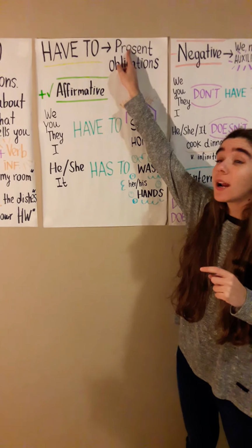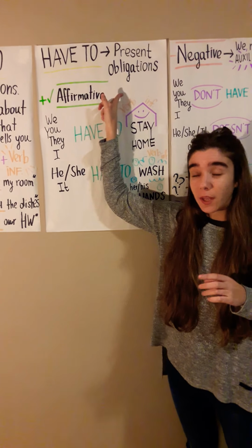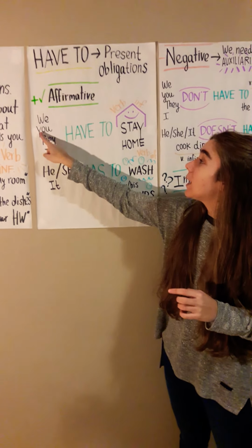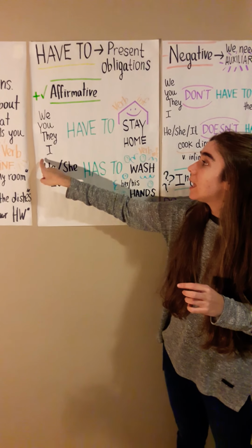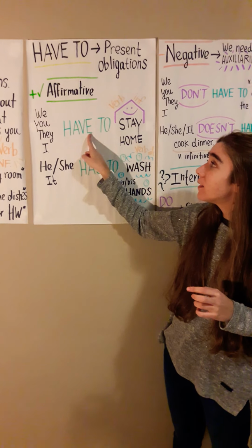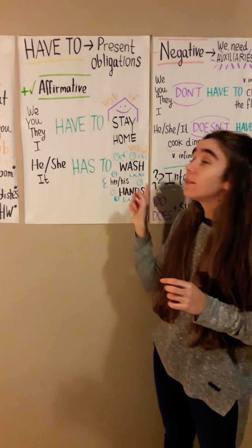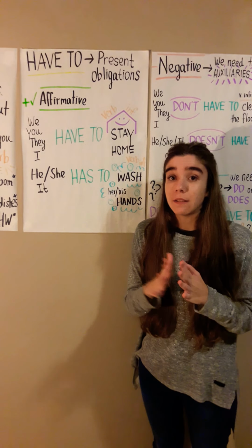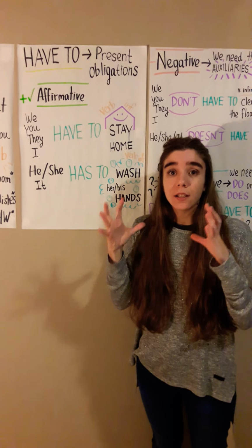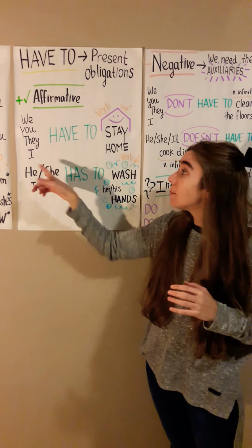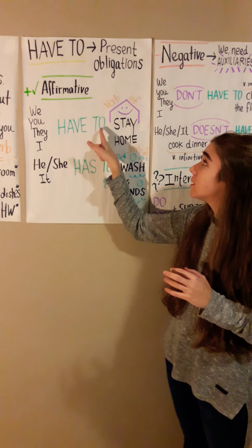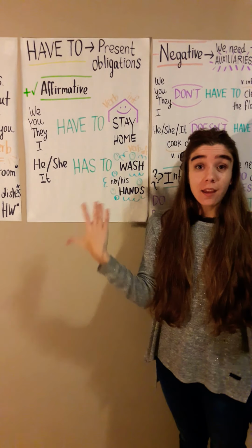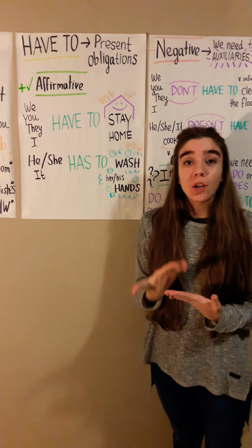Remember, have to, present obligations, okay? Let's see the affirmative form, okay? We have we, you, they, or I have to plus the verb in the infinitive. Have to plus the verb in the infinitive. And in this case, have to, okay? For example, they have to stay home, okay? We have to stay home.